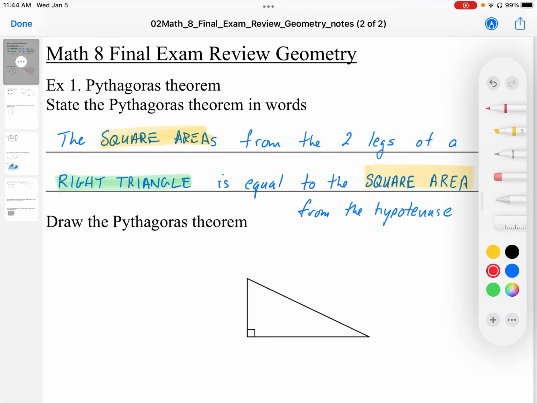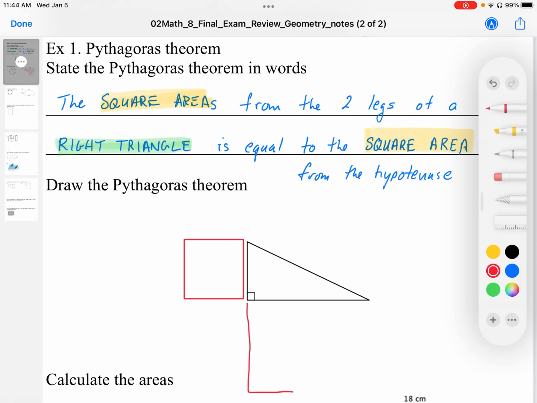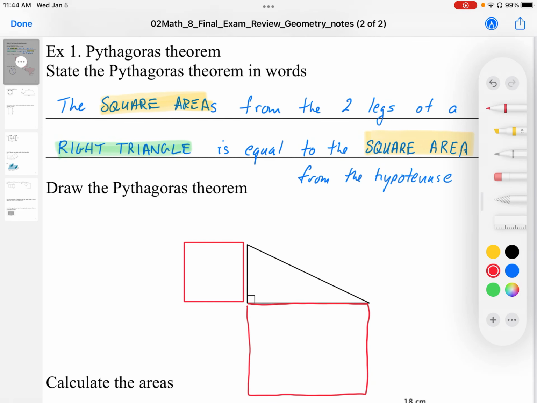The Pythagoras theorem in words is that the square areas from the two legs of a right triangle is equal to the square area from the hypotenuse. So what this means is that if we take the square area, and this has to be a right triangle, if I take that square area and I take this square area, so these represent the legs of the right triangle, those two square areas are going to be equal to the square area that we can draw from the hypotenuse.